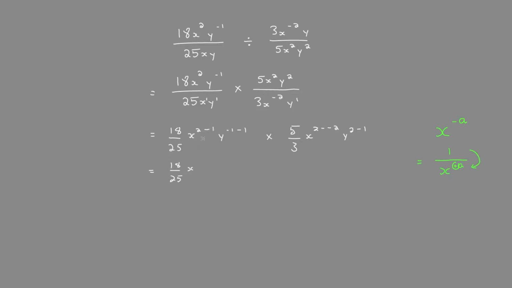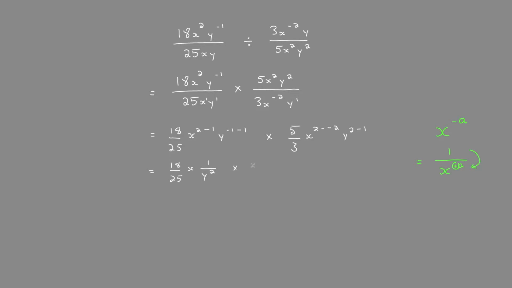This becomes x to the power of positive 1, so we won't write the 1 though. Now we have y to the power of negative 2. So we're not going to write it like this. We're going to reciprocate it. So it's times 1 over y to the positive 2.